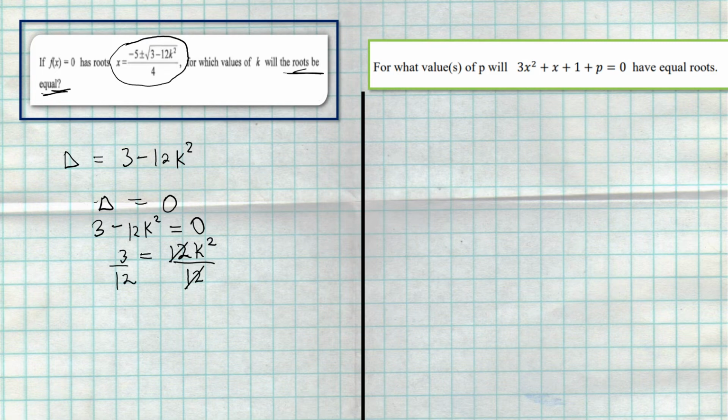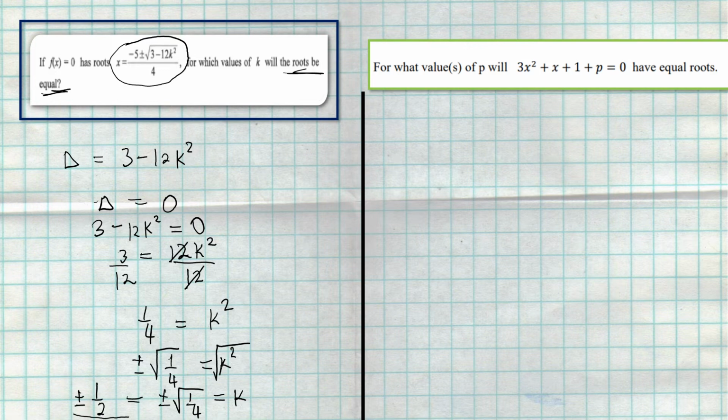This one cancels this one. Then k squared is going to be equal to 3 divided by 12, which is going to be 1 over 4. Then to solve for k, I'm going to apply the square root to both sides, and don't forget plus or minus. Then our k will be equal to the root of plus or minus 1 over 4. When you simplify this, it must be plus or minus 1 over 2.